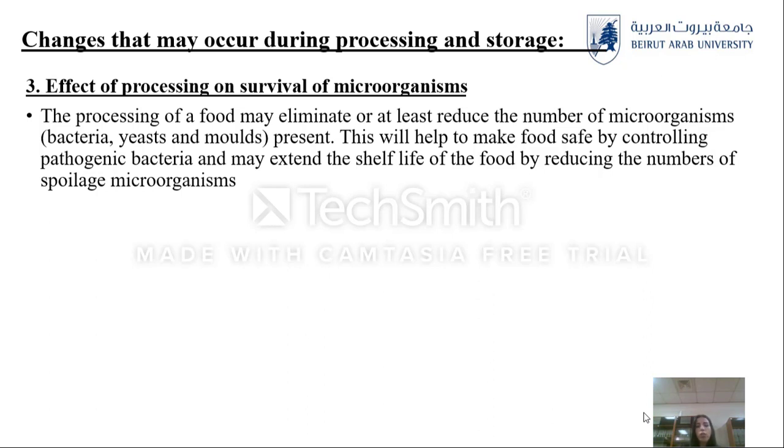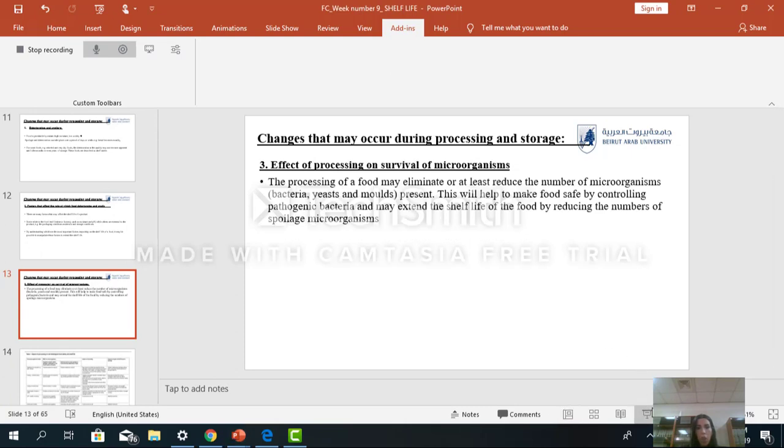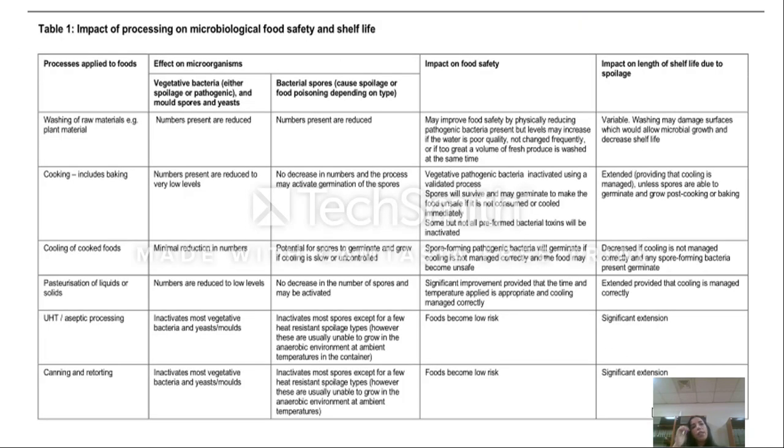Effect of processing on survival of microorganisms. So we will see that we have different processes that can be used, and these processes can affect the safety as well as the quality of the food by reducing the number of spoilage microorganisms. So, here in this table, I'm going to show you some processes and how they affect the food safety and the food quality, starting with the washing of raw materials.